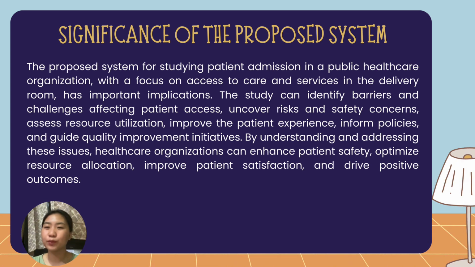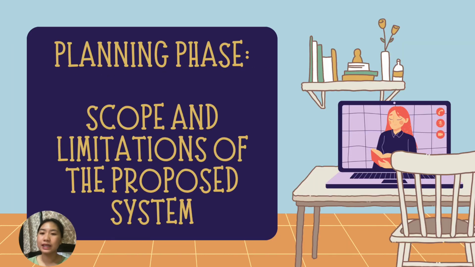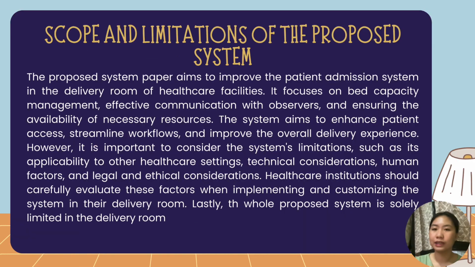However, it is important to consider the system's limitations, such as its applicability to other healthcare settings, technical considerations, human factors, and legal and ethical considerations. Healthcare institutions should carefully evaluate these factors when implementing and customizing the system in their delivery room. Lastly, the whole proposed system is solely limited in the delivery room. For the last part of our planning phase, I will present the scopes and limitations of our proposed system.